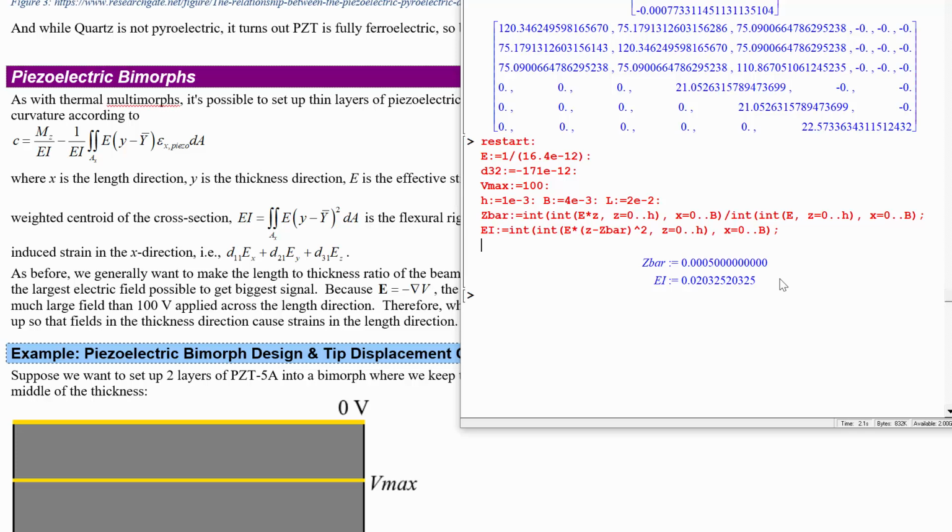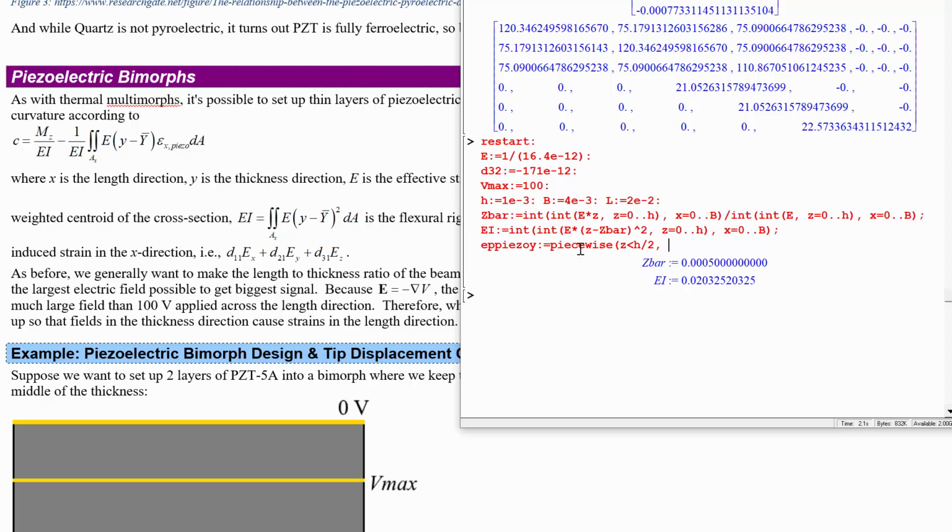So next thing, we can figure out the curvature after we have also put in what the piezoelectric strain is in the length direction, which for us is Y. So epsilon piezo in the Y direction is equal to a piecewise function. If Z is less than H over 2, then we're going to have the electric field down here.